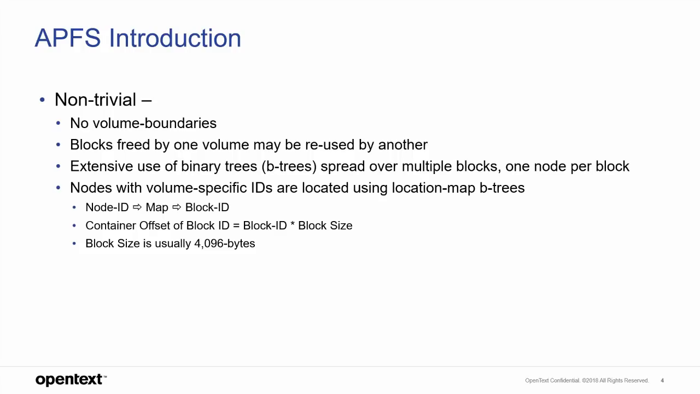manner. One thing that makes APFS more difficult to parse is that nodes with volume-specific IDs are located using something called location or object map B-trees. These enable APFS to determine the physical ID of a node given its node ID. The physical offset of a node in an APFS container is calculated by multiplying its block ID by the block size, which is usually 4096 bytes.